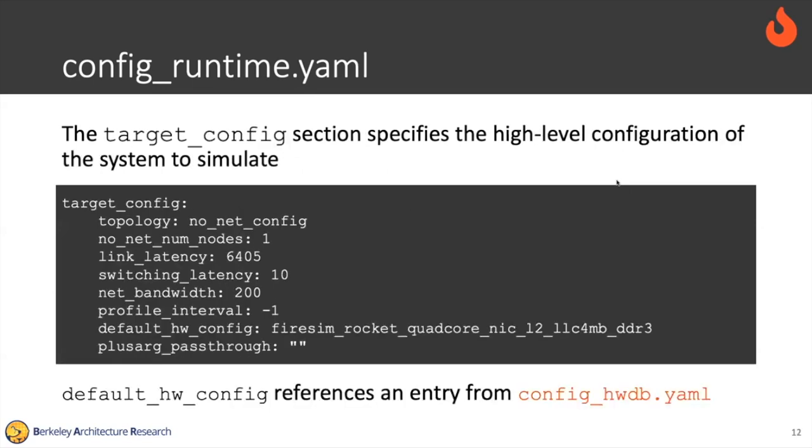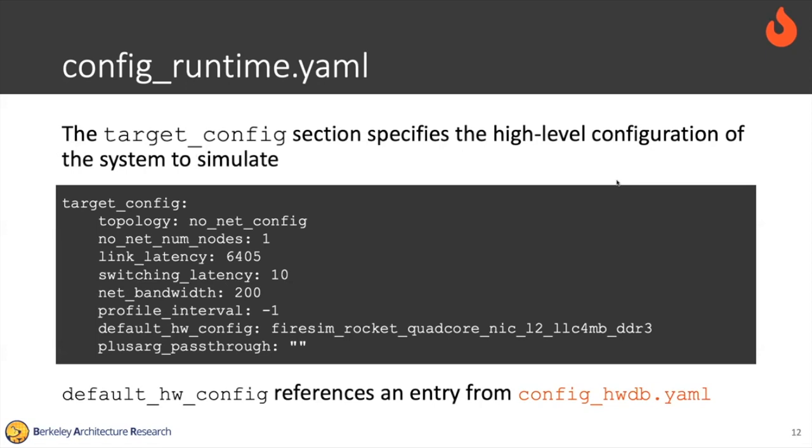Next section is this target config. Target config basically indicates what is the actual RTL that I'm going to run and associated things with the target. So for example, if I'm running network simulations, I would specify a topology here. In this case, we're not running something with a NIC, so I specified no net config. How many nodes do I have? I only have one node that's not networked. I have some network configs here, but again, we're not running with the network, so we can ignore that.